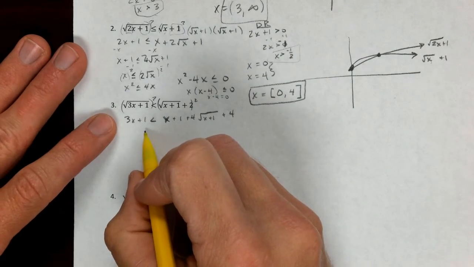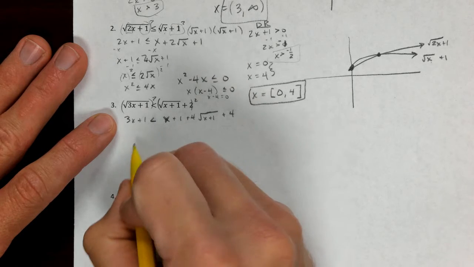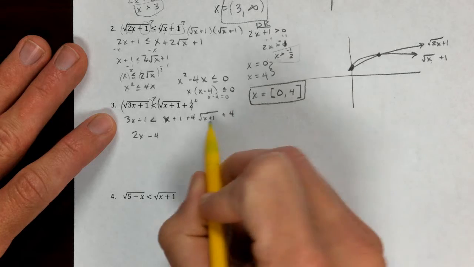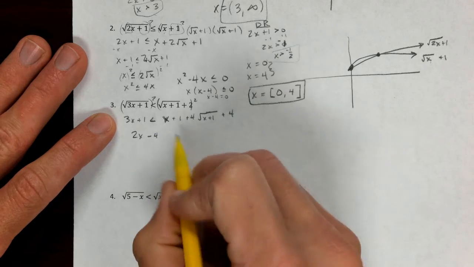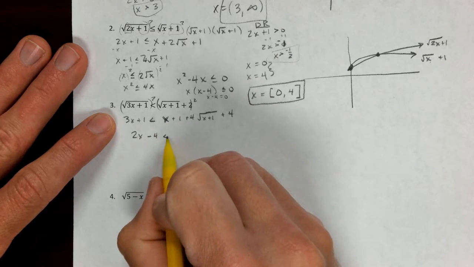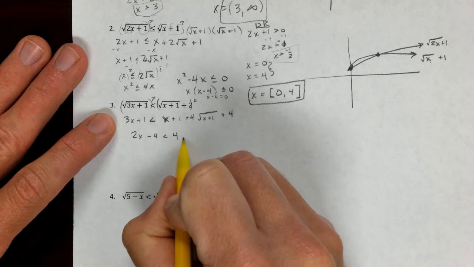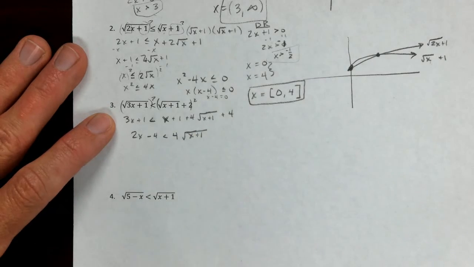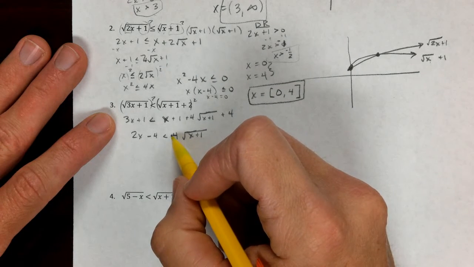Now again, we're solving for x. Okay, so I get 2x minus 4. Okay, I move the 1 over, I move the 4 over, I move the x over. So we get 4 square roots of x plus 1. Now again, we're solving for x, so I need to square both sides.